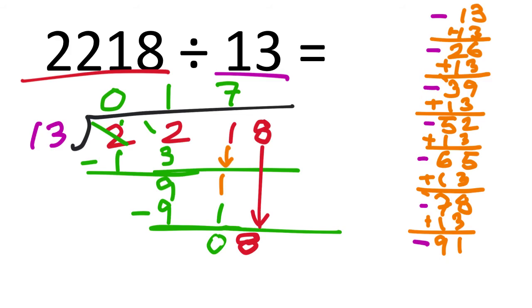But I still have the ones place value to deal with, the 8 in the ones place value. So I'm just going to look at this as 8 here. Well, 13 will not go into 8, so we'll go into 8 0 times. 8 is just too small. So that gives me this quotient, 170, and also with a remainder of 8.